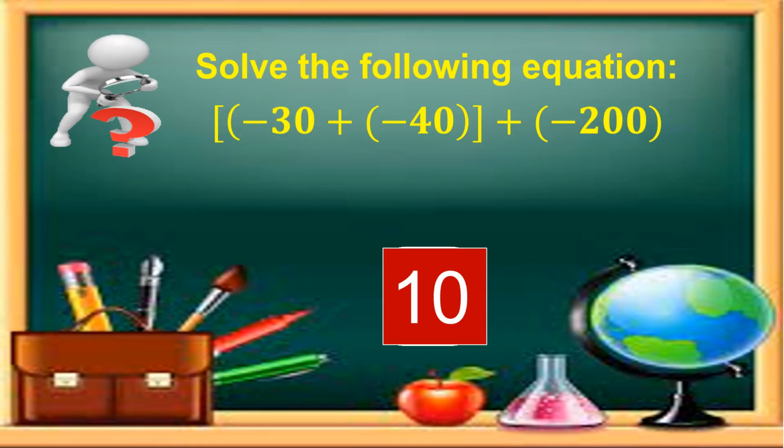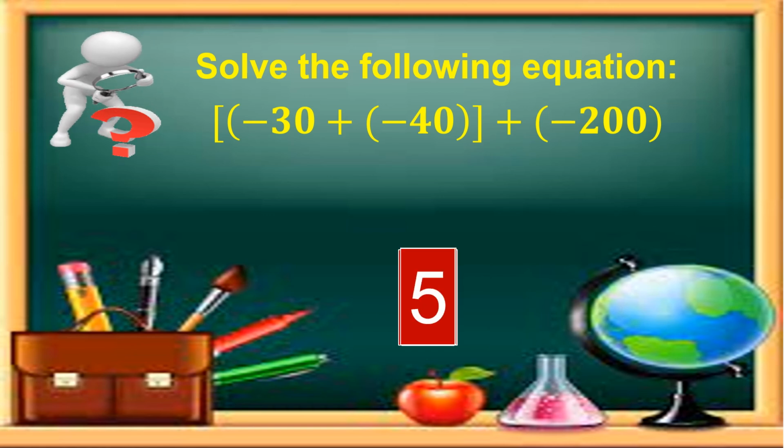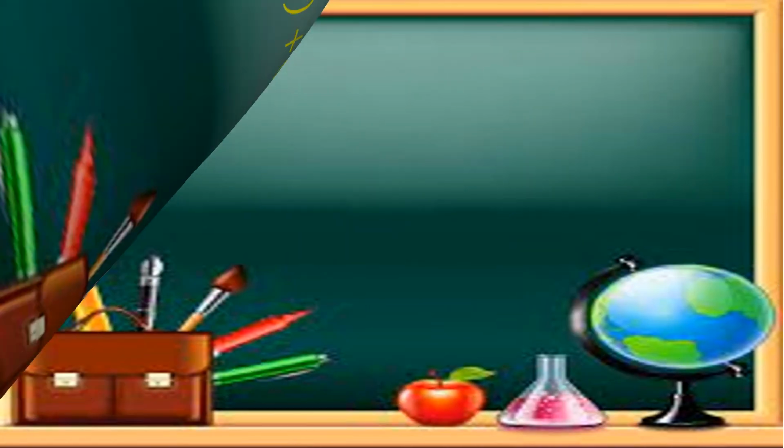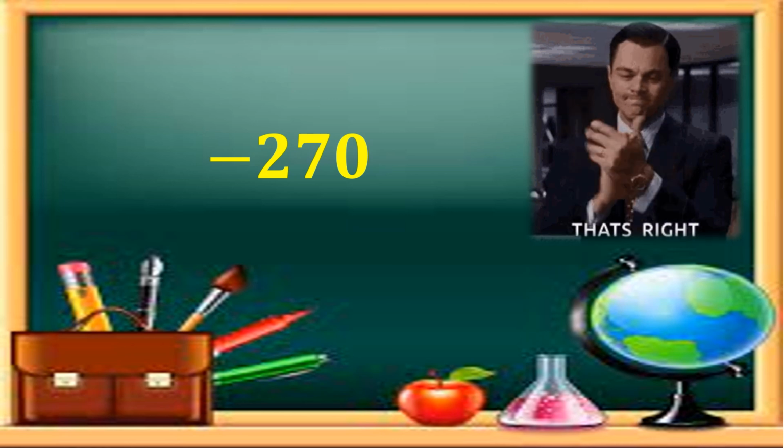Now let us have a short quiz. Solve the following equation. Negative 30 plus negative 40 plus negative 200 is equal to what? I will give you 10 seconds to answer this one. Timer starts now. Time is up. What is your answer? That's right. The answer is negative 270.